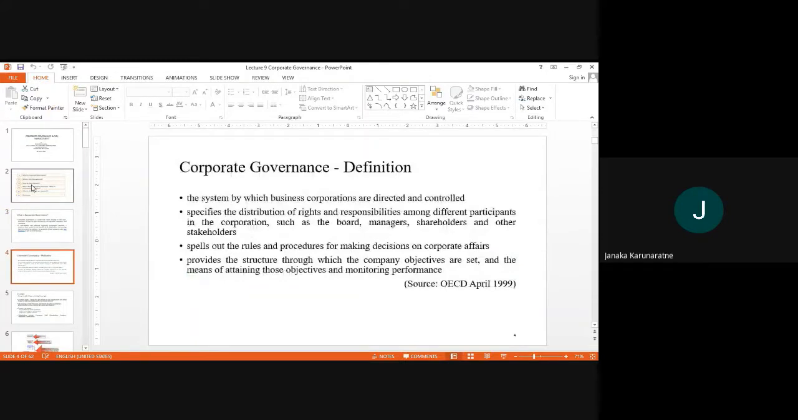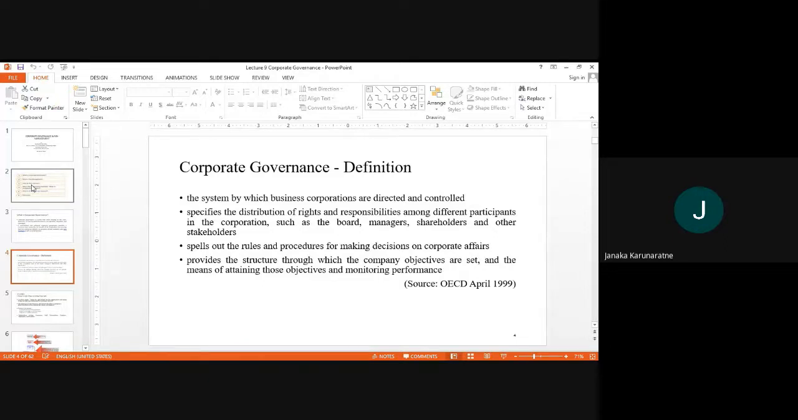There are a number of definitions. Many organizations have come up with different definitions for governance, but I have just highlighted one such definition by the OECD countries in April 1999: the system by which business corporations are directed and controlled. This specifies the distribution of rights and responsibilities among different participants in the corporation, such as the board, managers, shareholders, and other stakeholders.